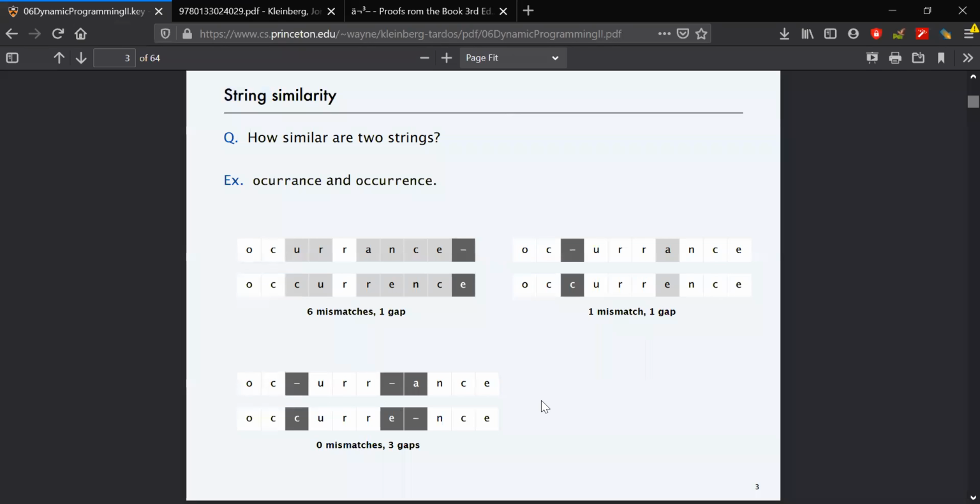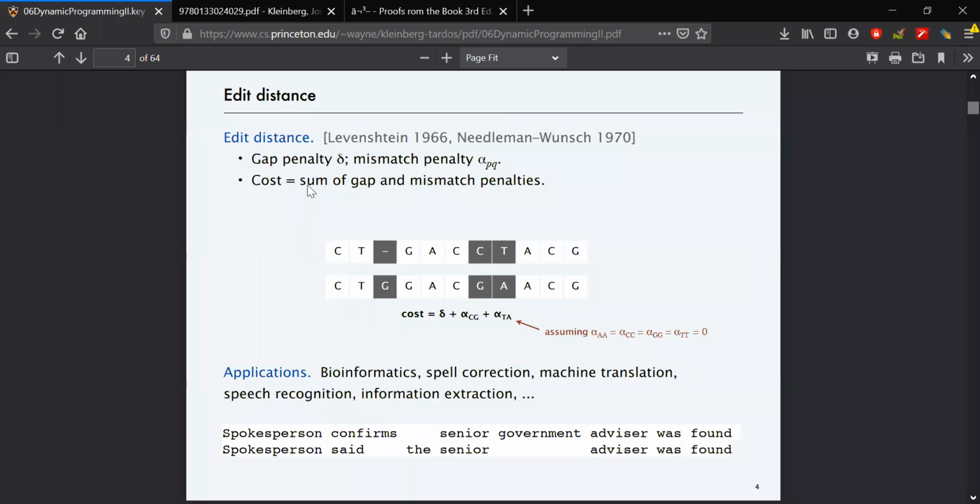So there is one more way you can do it, so that there are mismatches and gaps. What follows is that you have a cost for each gap and a cost for each mismatch. You have a penalty for each gap. Like this is a gap, so you get a penalty for the gap. And you get a mismatch penalty.